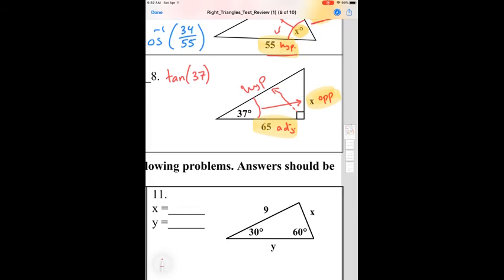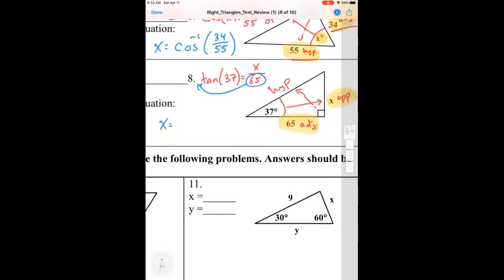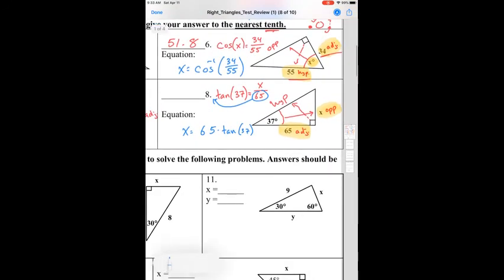So tan of my angle of reference, which is 37, is equal to x, which is the opposite side, over the adjacent side, 65. Once again, because x is in the numerator, I simply take the denominator and bring it to the front and multiply. That equation looks like x equals 65 times tan of 37, and that's what I would put in the calculator. When I put that in the calculator, I get an answer of 49.